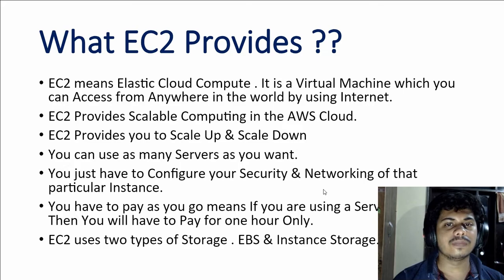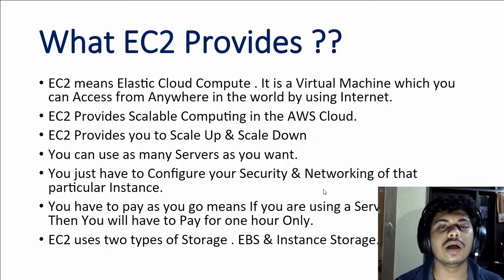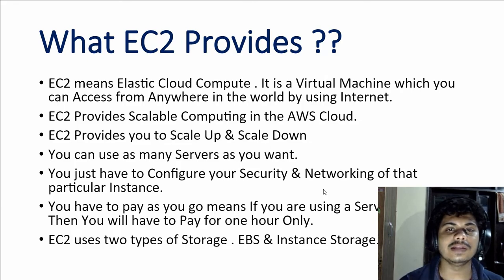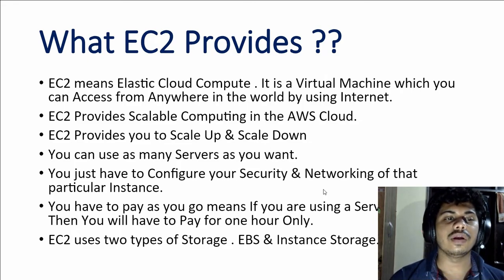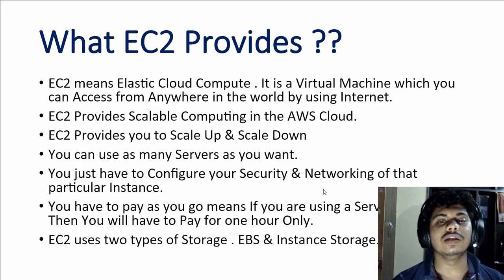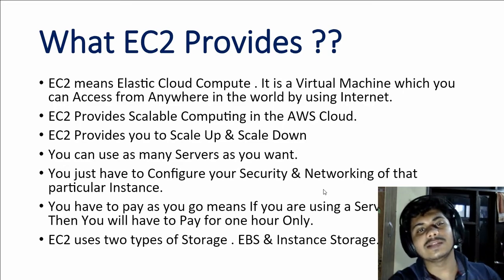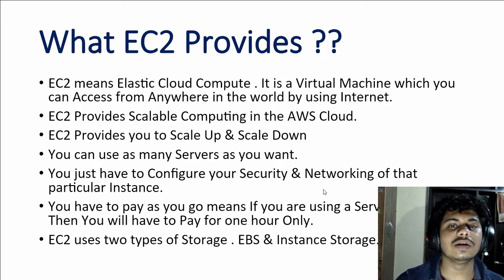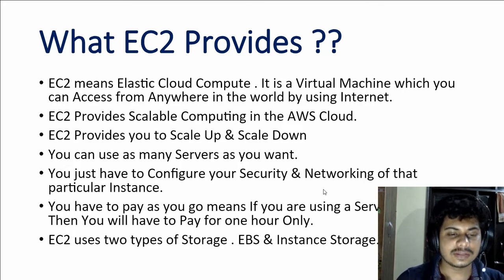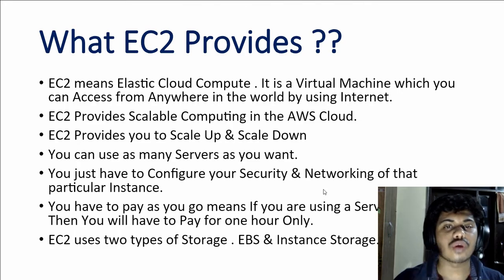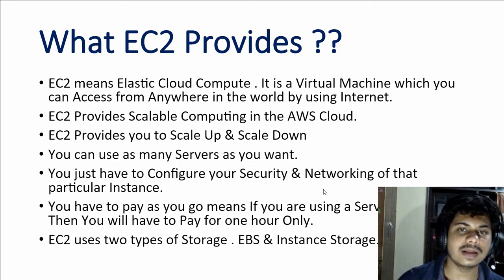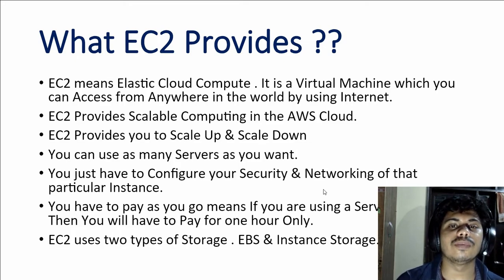EC2 has two storages. You can select either of them while making an instance on the AWS dashboard. One is EBS and another one is instance storage, which is the default. EBS is Elastic Block Store, which means the storage is located somewhere else. It is not attached to the server. And instance storage is like your computer's storage, attached to your motherboard, so it is like that.